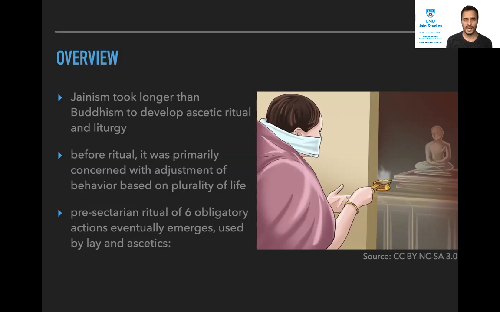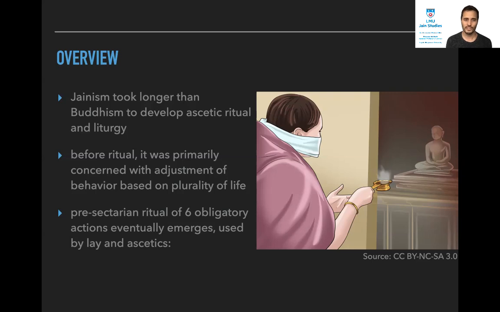Before ritual, as Dundas points out, the Jain tradition was primarily concerned with the adjustment of behavior based on the plurality of life, meaning rather than performing rituals on a daily basis, what was seen as primarily important was how one perfected nonviolence based on the fact that there were many forms of life and none of those forms of life wanted to experience pain.